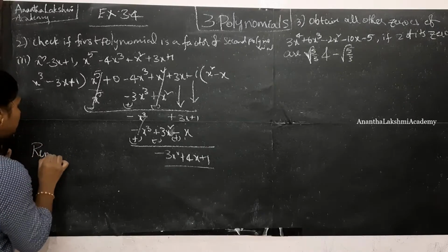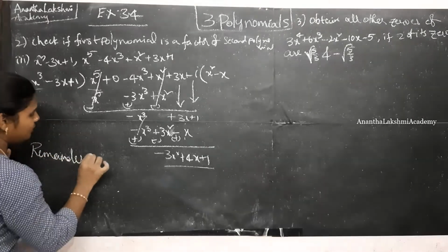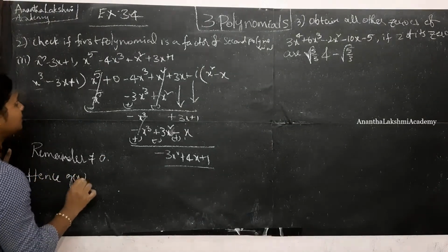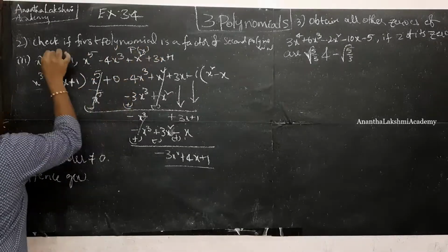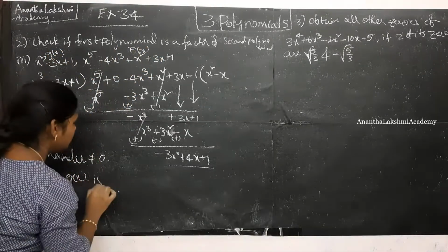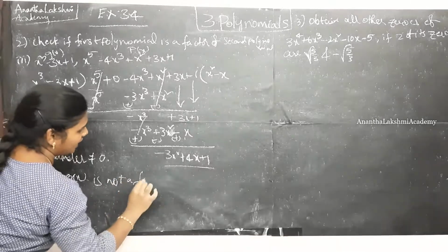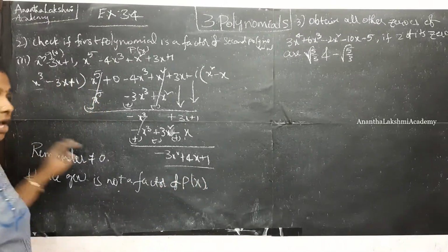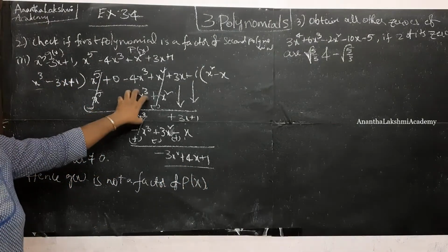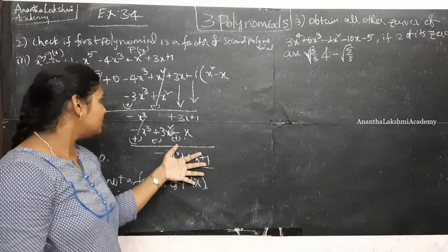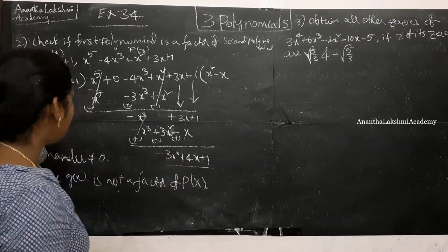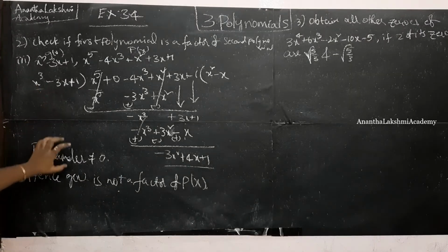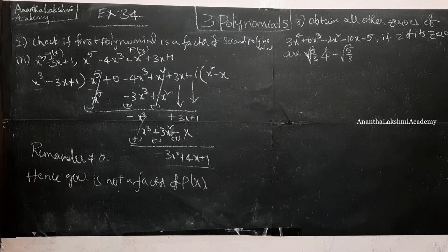Here the remainder is not equal to 0. Hence, this is our p of x and this is our g of x. Hence g of x is not a factor of p of x. Alright. So here we did the division and we did not get the remainder as 0, and hence we just concluded like we said, the remainder is not equal to 0, hence this is not a factor. Alright.